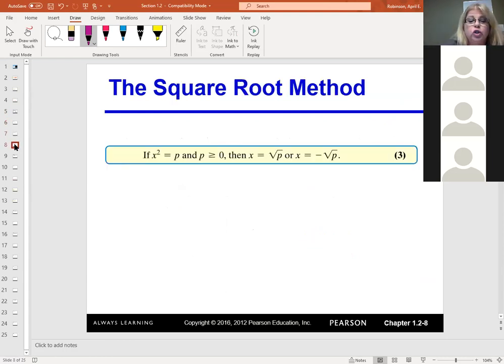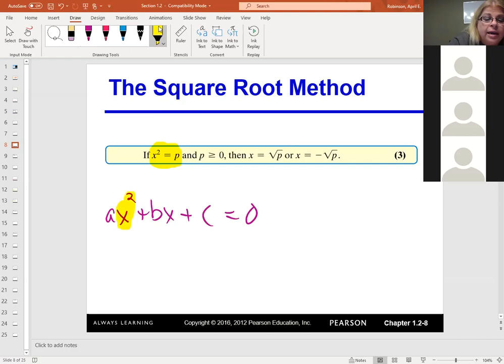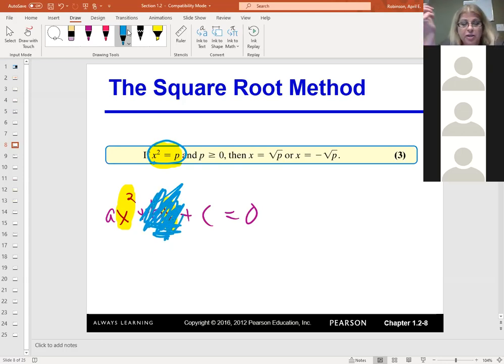Okay, now we're going to look at the square root method. And the square root method only works when you have an equation that looks like this. Earlier we had ax squared plus bx plus c equals 0. And you'll notice that you had not only an x squared, but you also had an x. You don't have that here. This equation only has the x squared. This guy is missing. So really I just have a something x squared and a something, and it may or may not be equal to 0.